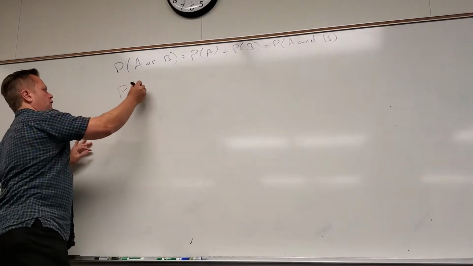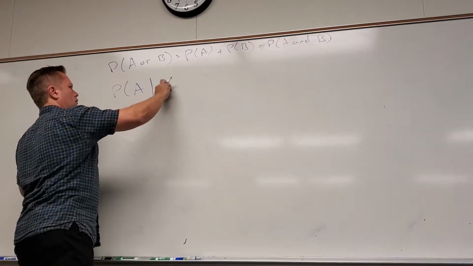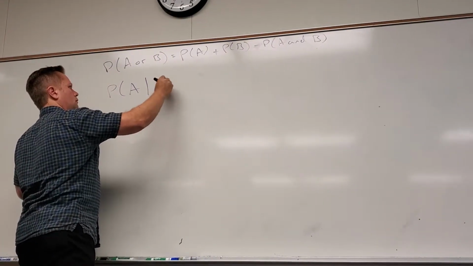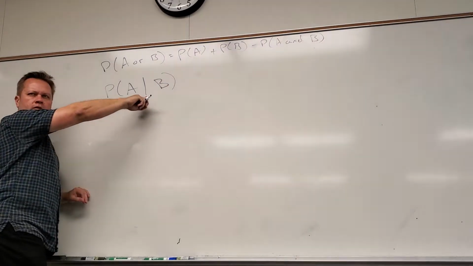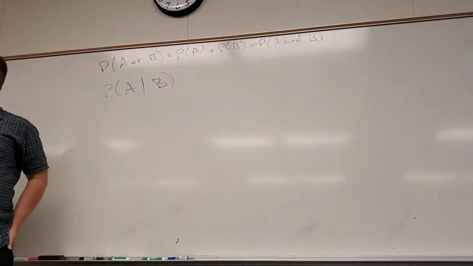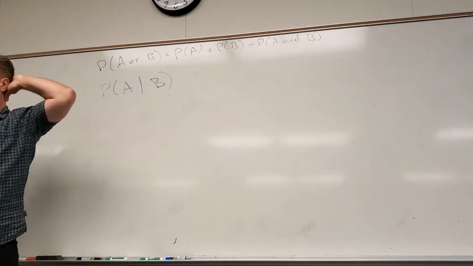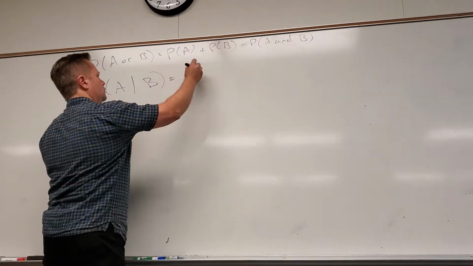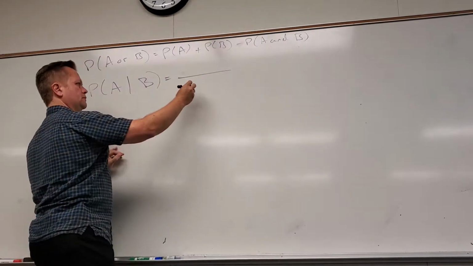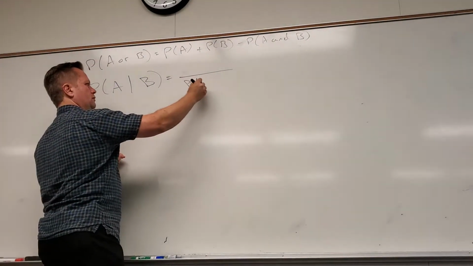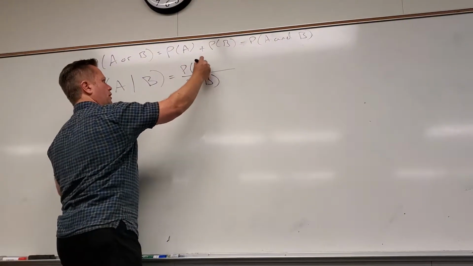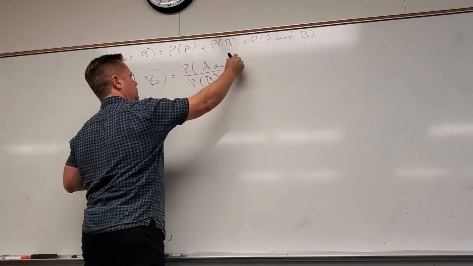And then we did the given. I showed you the symbol, didn't I? That's the given. Doesn't mean divide. No, it just means given. A given B. So what's going to be on the bottom? Good. Probability B. And the only way it could also be A is if A was in B.